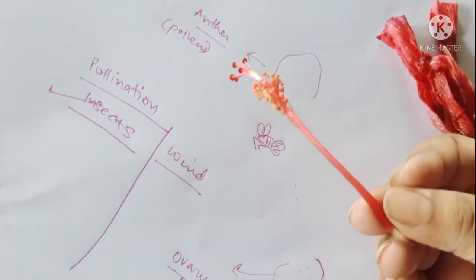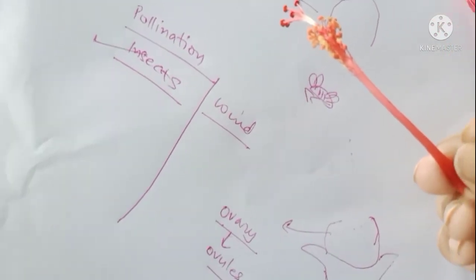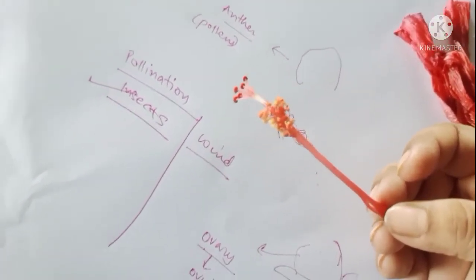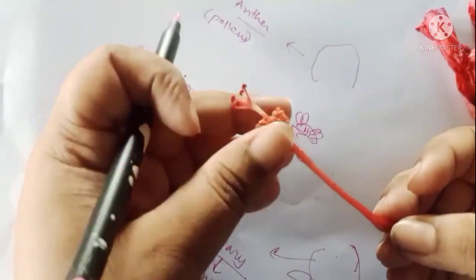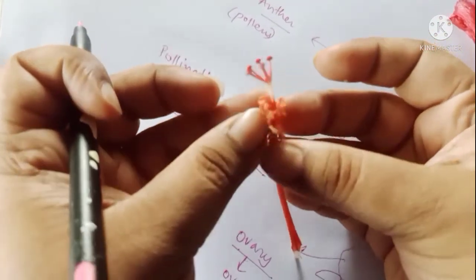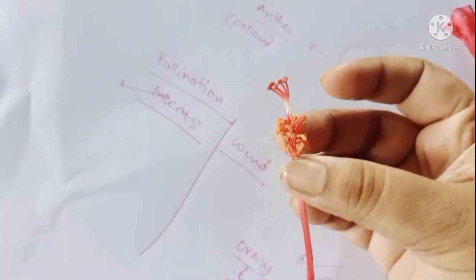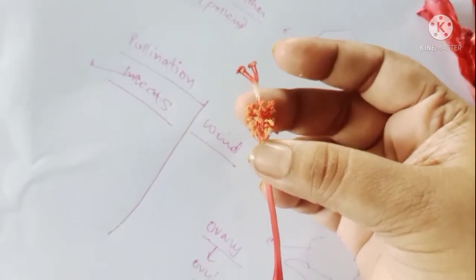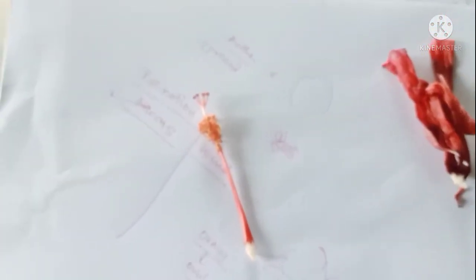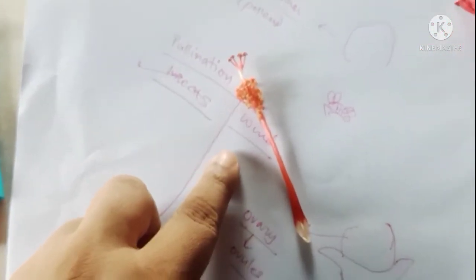What happens in the case of the stigma of another flower? The stigma, or the stigma of the same flower, forms a network. You can see this kind of network which has been formed. That network holds the pollen grains very easily from drifting. So this is what it's all about, the different kinds of pollination by insects and also by wind.